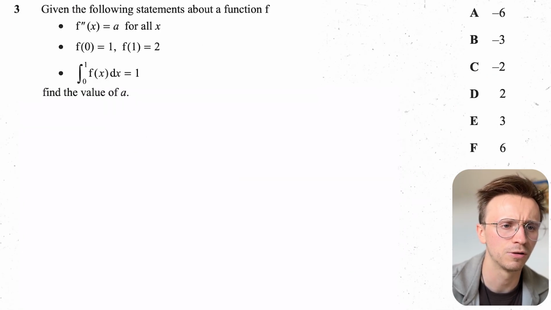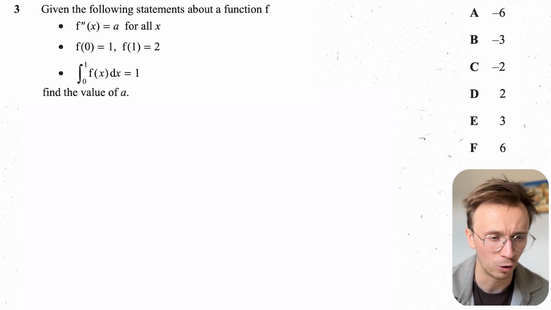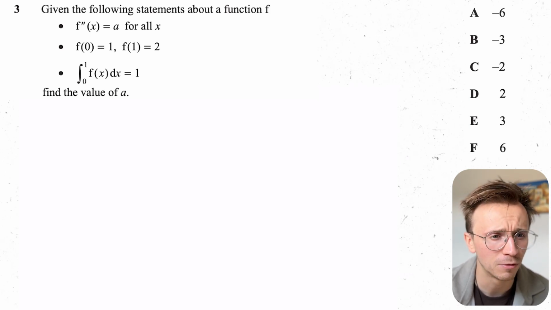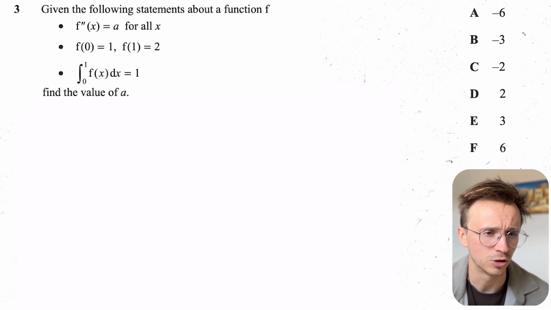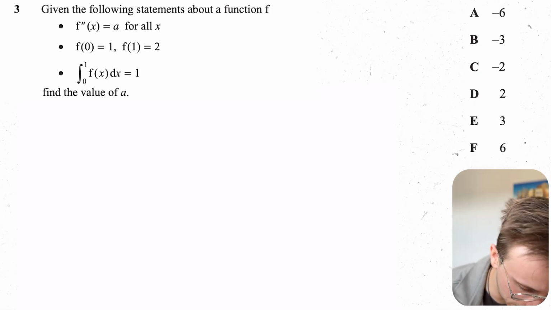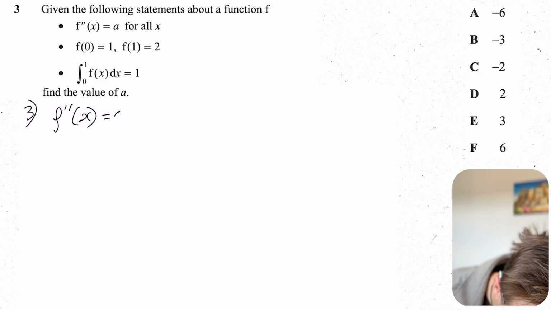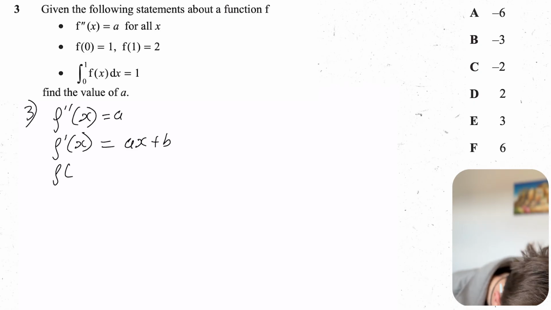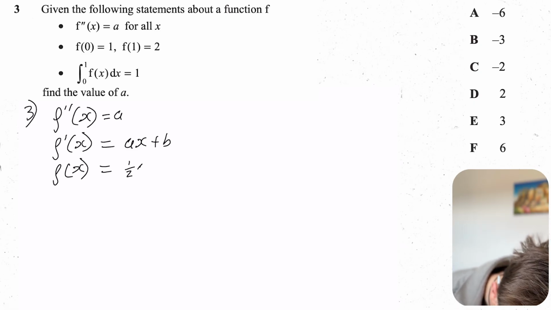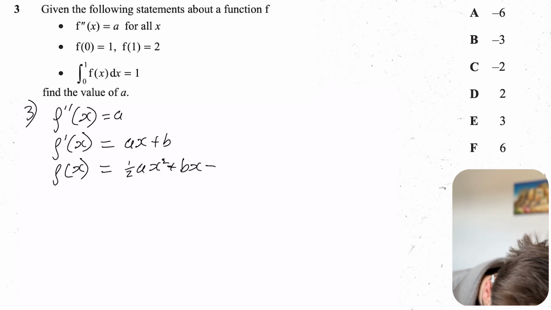Question 3. Given the following statements of the function: f double dash of x equals a for all x, so that's a quadratic of some form, f of 0 equals 1, f of 1 equals 2, and the integral of f of x is 1. Okay, so it's just 3 conditions. It'll give me the 3 parts to my quadratic. So f double dash of x equals a means that f dash of x equals ax plus b. Integrating again, f of x equals a half ax squared plus bx plus c.